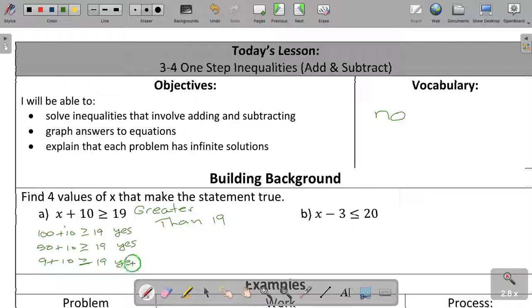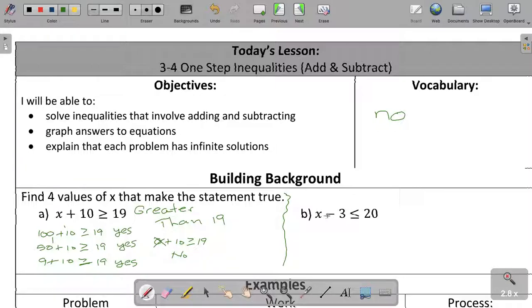Yes, it is. How about 0? What if I put a 0 plus 10? Is that greater than or equal to 19? Is 10 bigger than 19? No. So 0 doesn't work. So 100 worked, 50 worked, 9 worked, 0 does not work. Okay, how about the second problem?